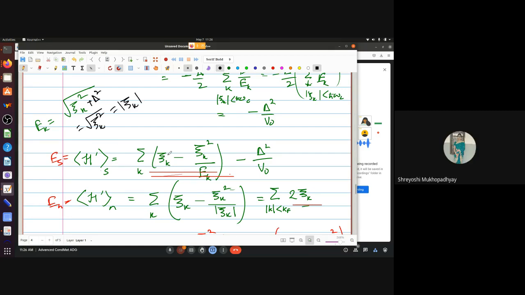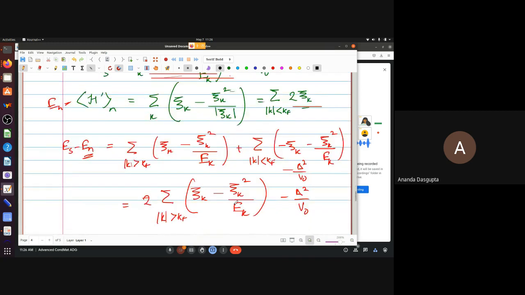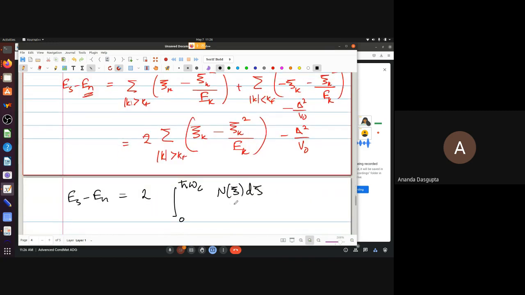Yes. So in the special case when delta vanishes, that's a normal situation. Then this Ek in the denominator becomes mod xi k. It's not as if I'm writing something else. I'm just saying Ek's value then is mod xi k. And now this integral becomes xi minus the square root of xi square plus delta square.